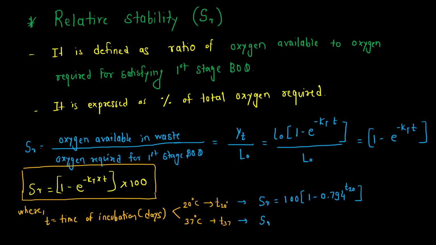Similarly, for 37 degrees, if we substitute the 37 here, we'll get 1 minus 0.6 to the power T37. Okay, so it is not T multiplied by 37, it is T37. So these are all the formulas related to relative stability. So first you should learn the definition here and this first formula, that is oxygen available in water by oxygen required for first stage BOD, and after calculating it will be 1 minus e to the power minus kT into T. So based on this only the questions will mostly be asked. So that's it from the relative stability concept.